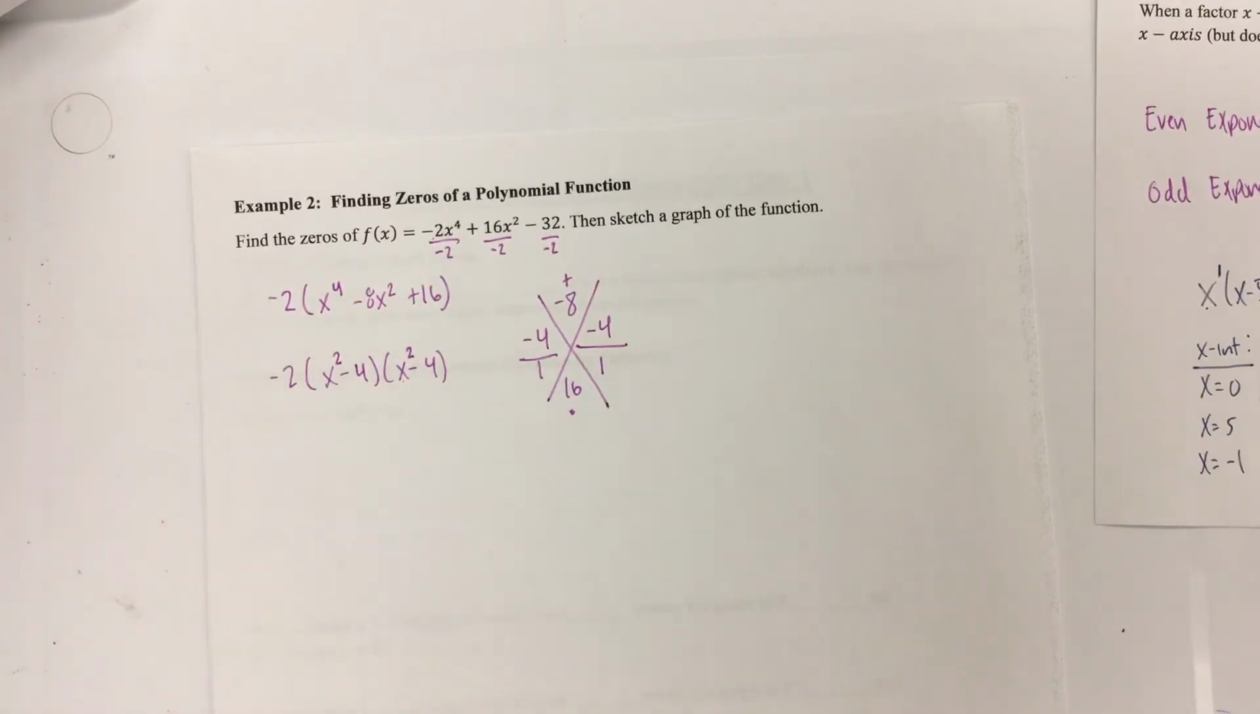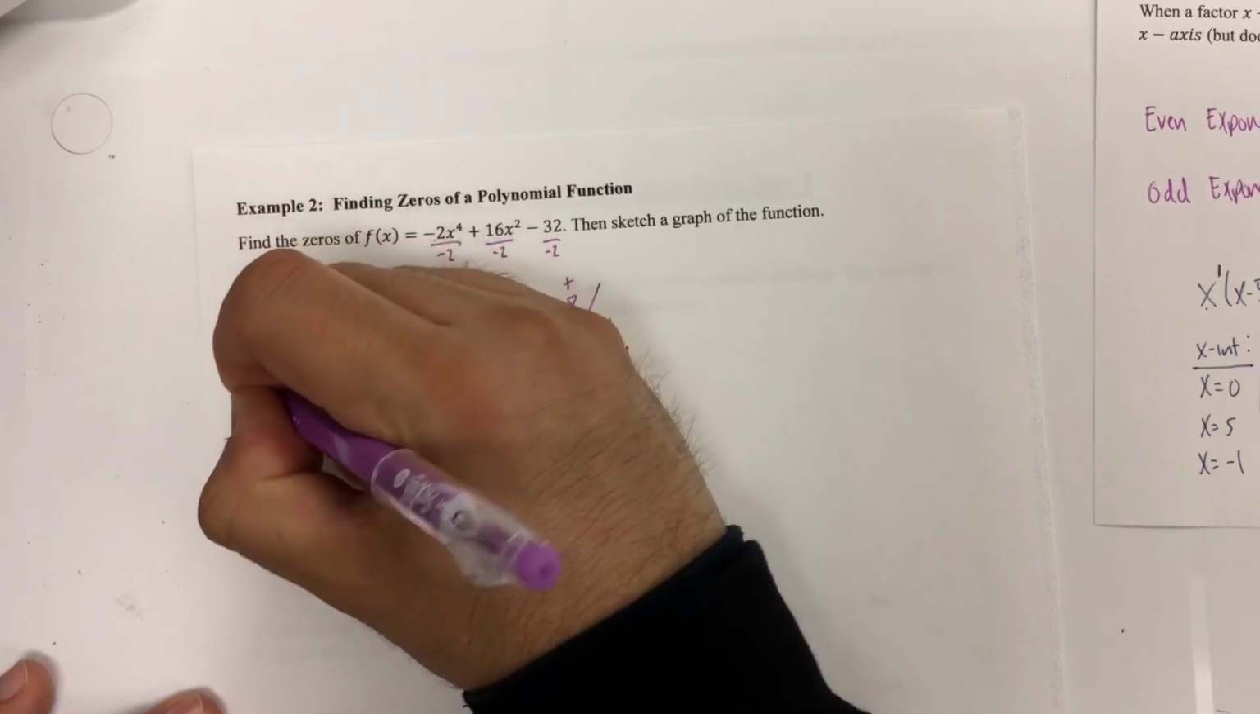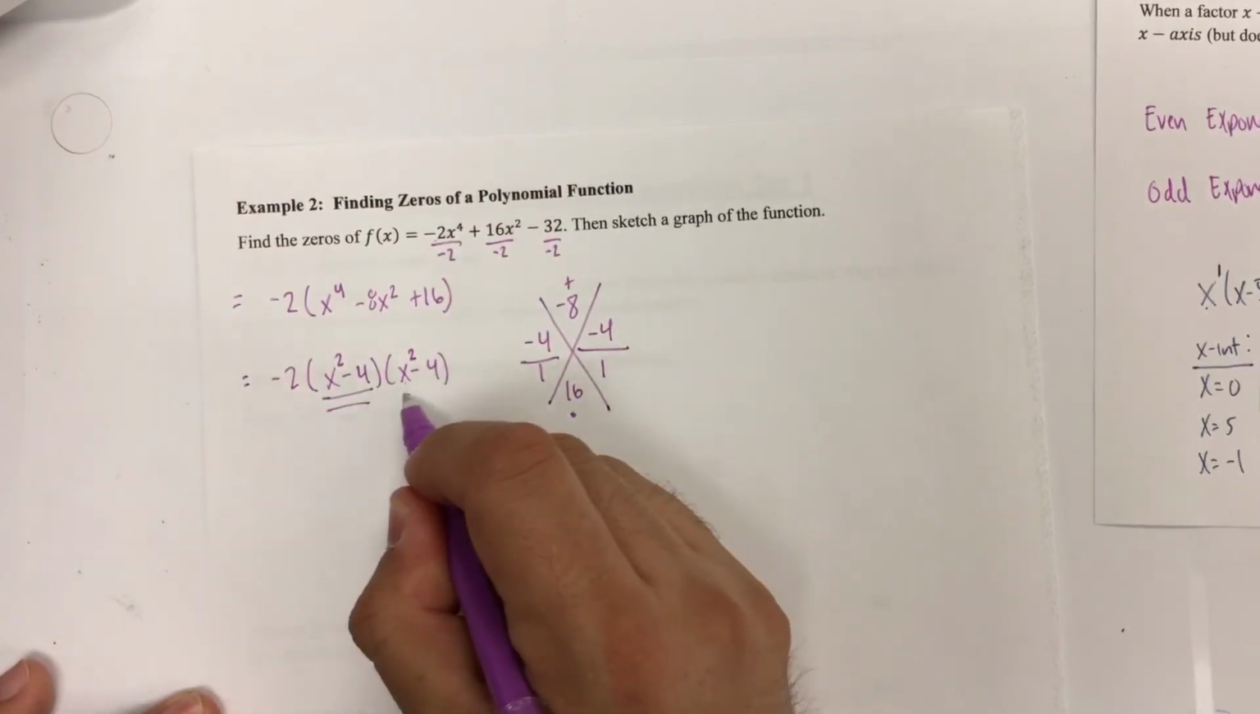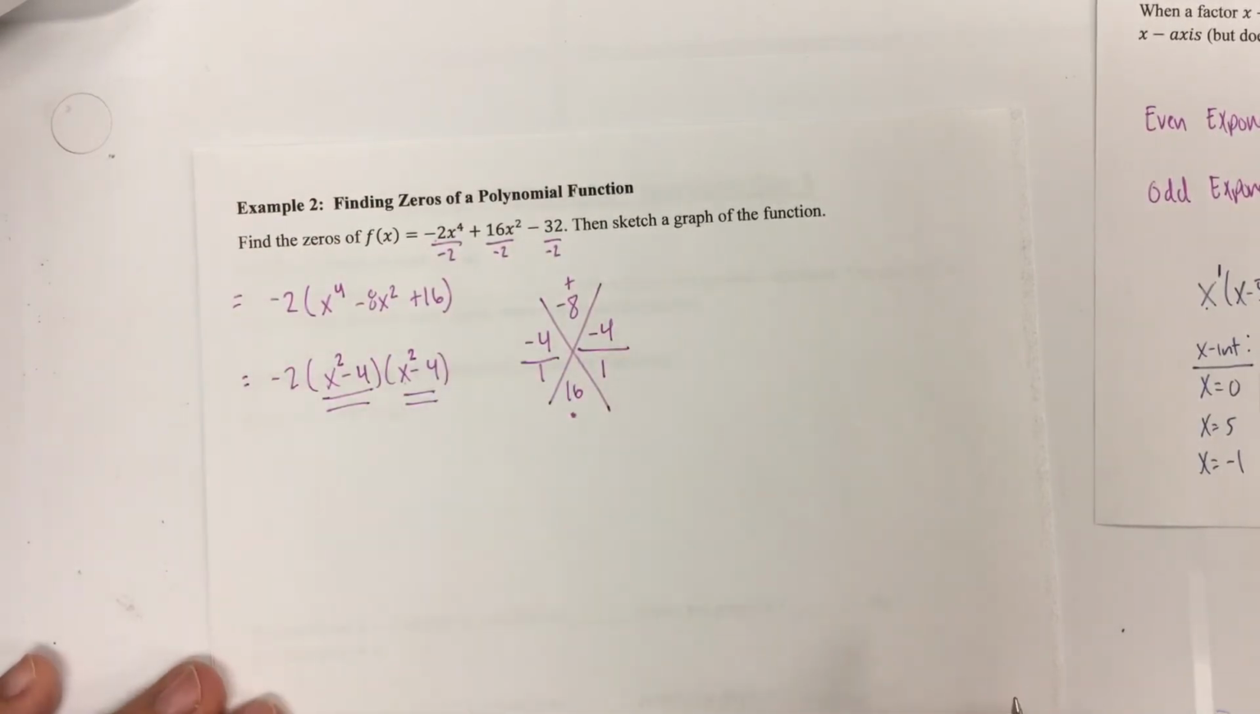All right, now one thing I want to point out, we're still not done with this because when I look at these two, they're actually both difference of two squares, okay?